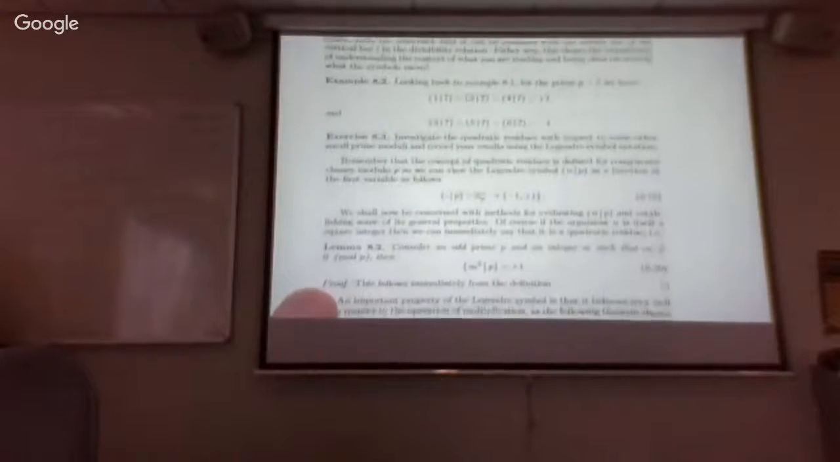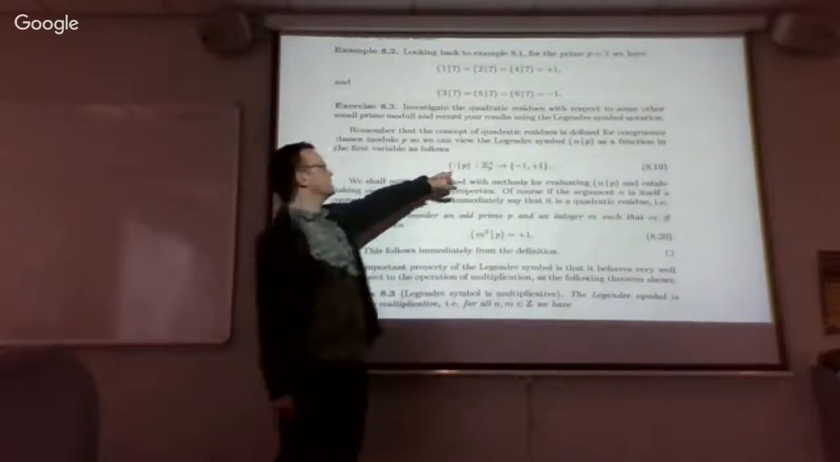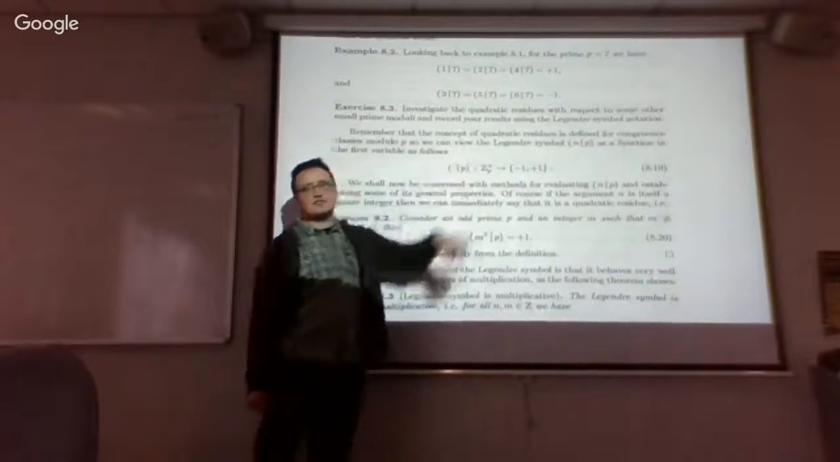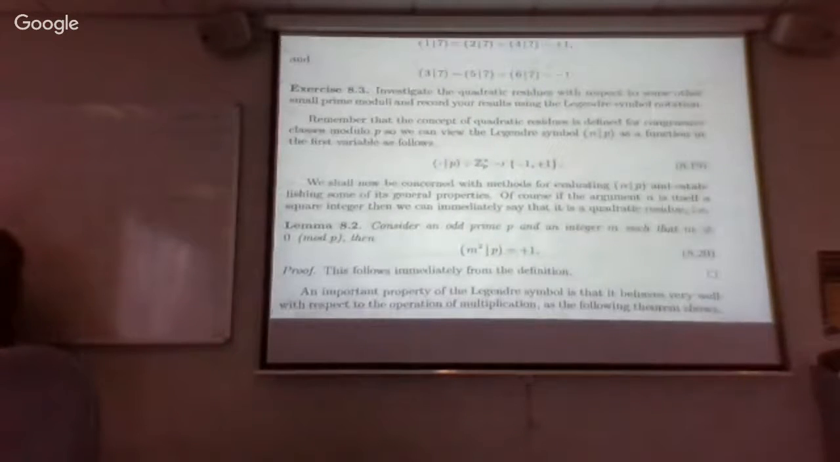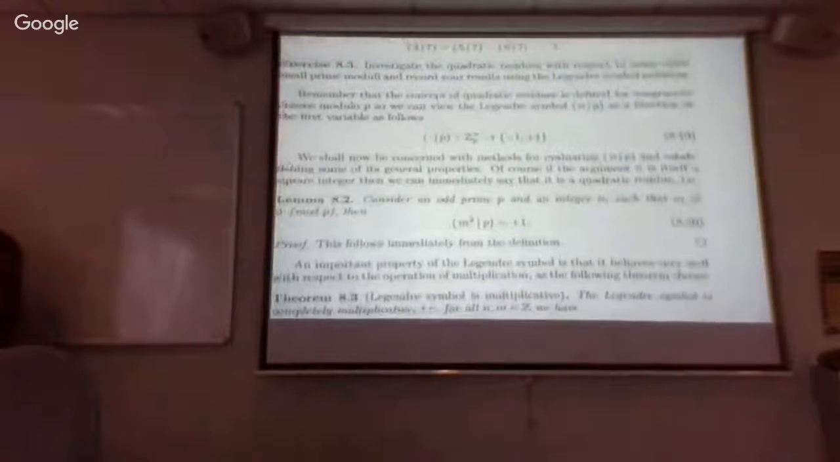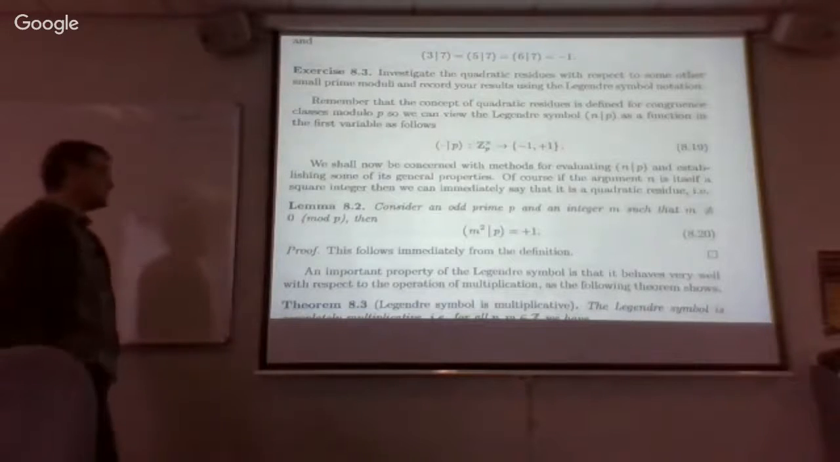So, as I've said, having this notation, if we fix p, then we can think about it as a function where the argument goes in the first position. It's a function from Z_p to plus 1 and minus 1. We can start to try and understand this and prove results about it. So straight away, here are a couple of results about it: Lemma 8.2 and Theorem 8.3.